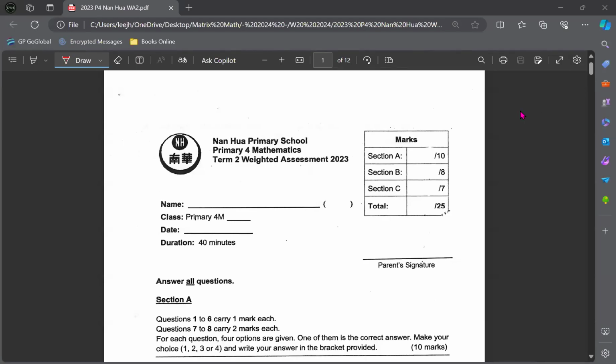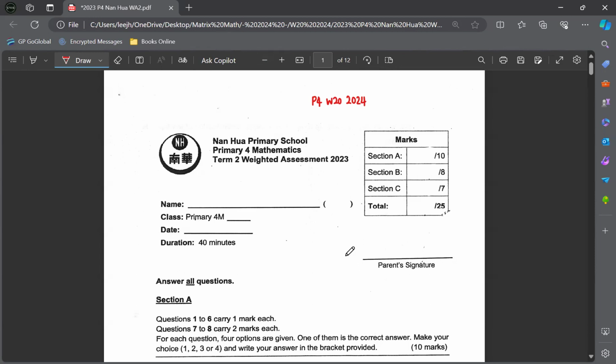P4 week 20 exam paper review. So I'm going to just write here P4 week 2024, so that you will know which one I am referring to. Okay. So it's actually the Nanhua Primary School from P4 with the assessment term 2. Okay. For the 2023 year, from the year 2023.